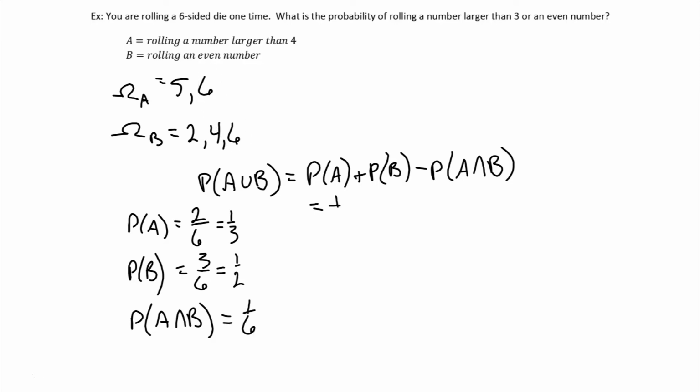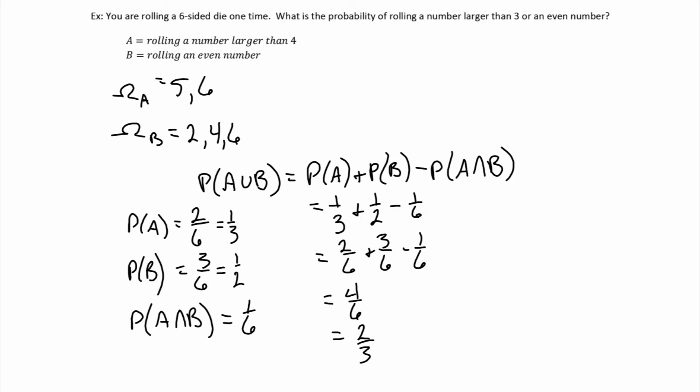So we've got the probability of A, which is 1/3, plus the probability of B, which is 1/2, subtracting the probability of A intersection B, which is 1/6. Convert them all to a common base. It's equal to 4/6 or 2/3. So the probability of rolling a number that is larger than 3 or an even number is 2 in 3, or 2 out of 3.